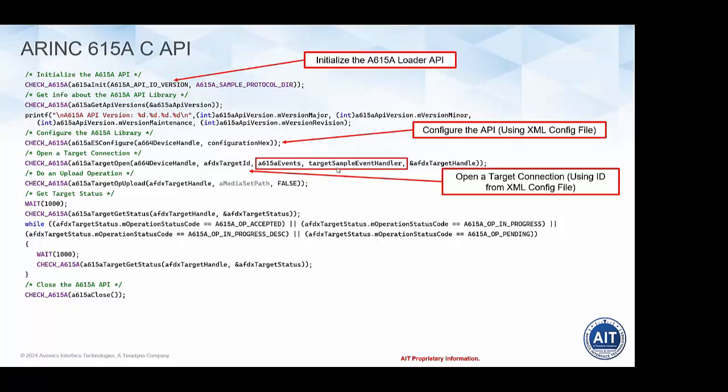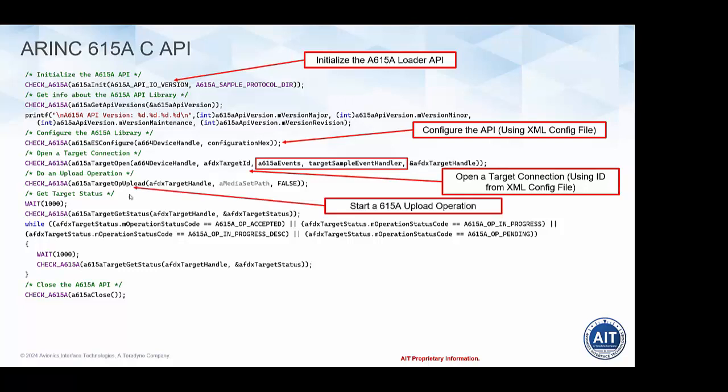For each target connection, you can also register callback functions. So you give references to functions in your application that the 615A library will call to indicate events that are happening when a load operation is occurring. What you basically do in this function when you open is, this is a bit field input, and you tell the library which events you want to be notified of, and then you provide the pointer to the function in your application that you want to be called when the events that you've enabled notifications on occur. So these can be things like notify me when an upload request comes in, or notify me when an error occurs, things like that.